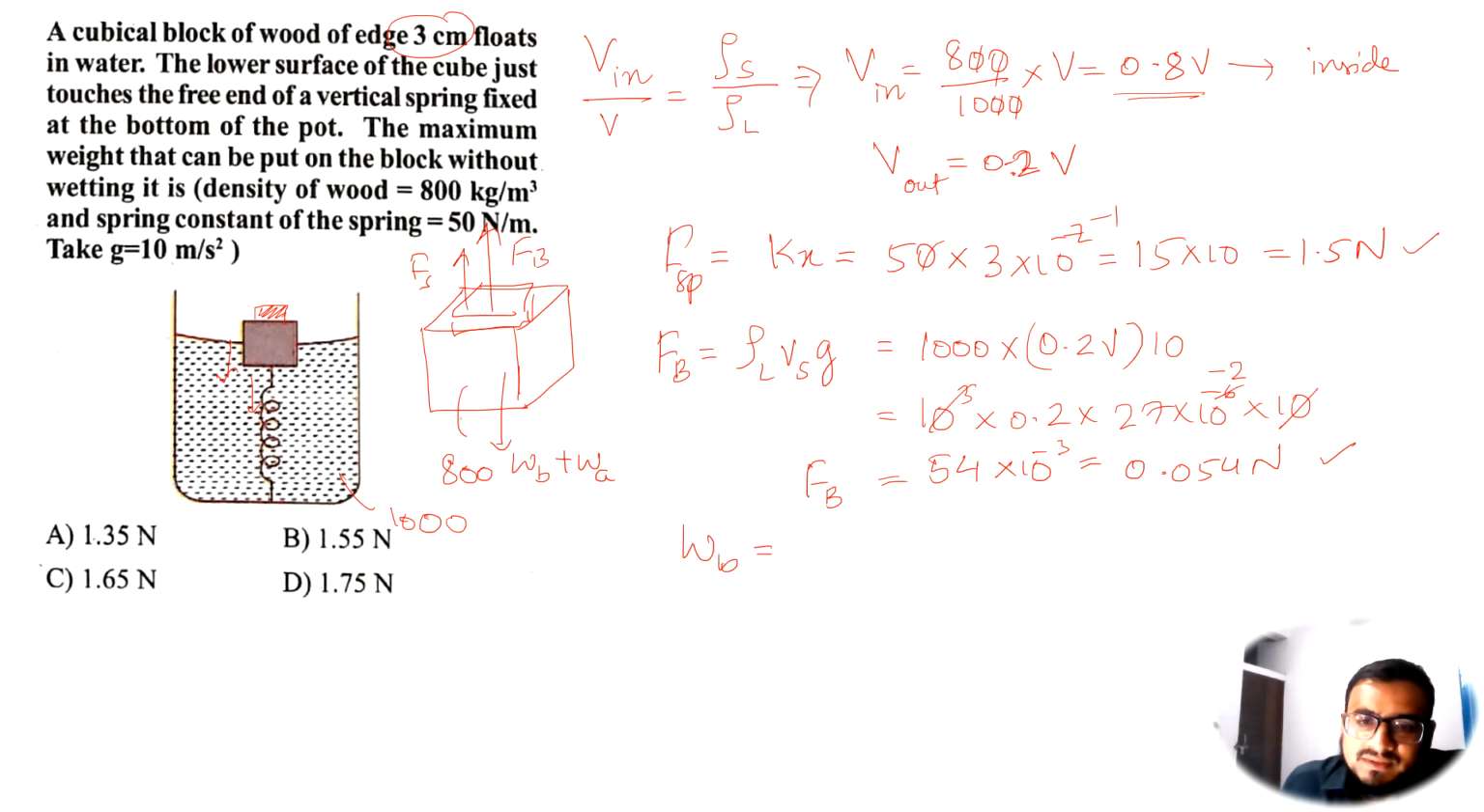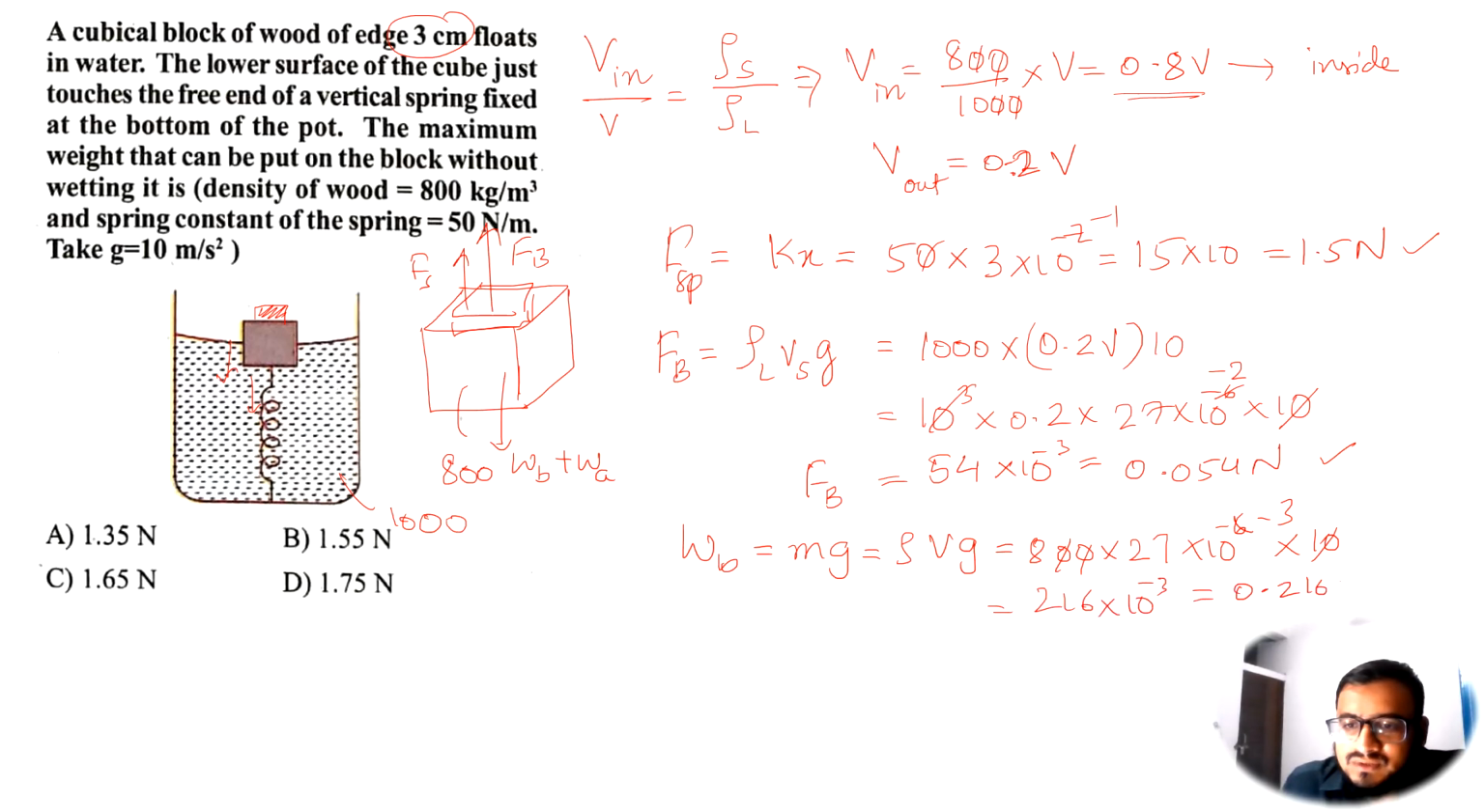Weight of the block is mass times gravity. Mass of the block is density into volume, into G. So density of the block is 800, into volume of the block, which is again 27 into 10 to the power of minus 6 meter cube, into G which is 10. So we have here 2 zeros and 3 and here minus 3. So you will be getting 216 into 10 to the power of minus 3, which is turning out to be 0.216 newton. So this is the weight of the block.